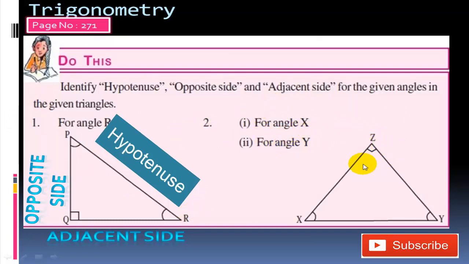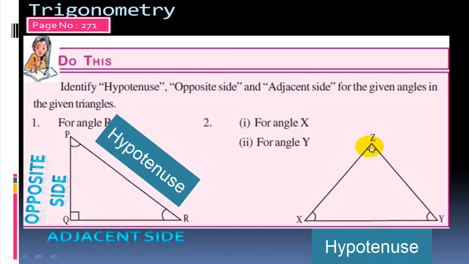Here, first we have to identify the hypotenuse. These X and Y are acute angles, and this is the right angle. So, opposite to the right angle is the hypotenuse. Therefore, XY is the hypotenuse. In this problem too, there are two questions. First one is for angle X, we have to find the opposite side and adjacent side. For angle X, the opposite side is YZ and the adjacent side is XZ.